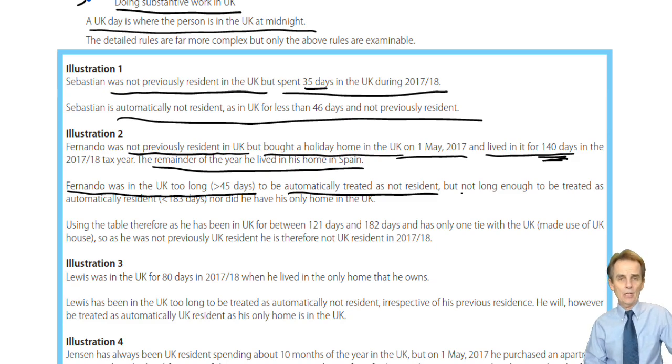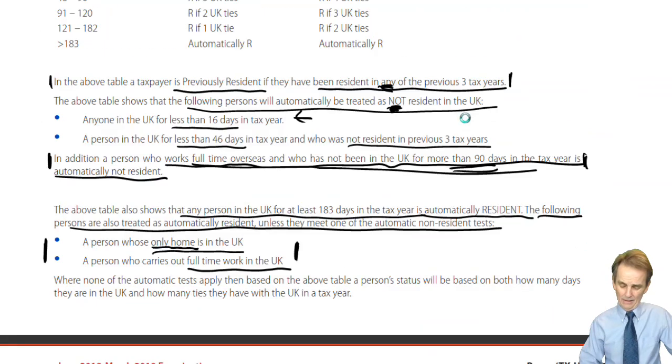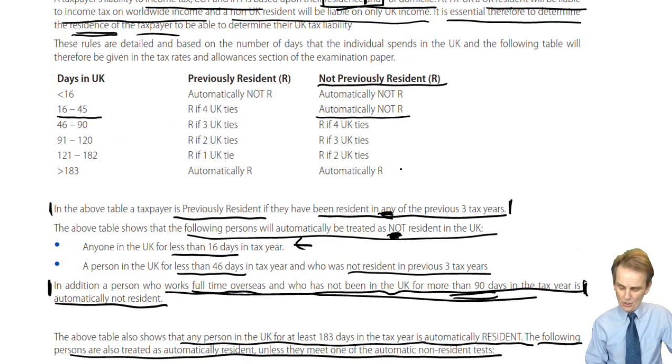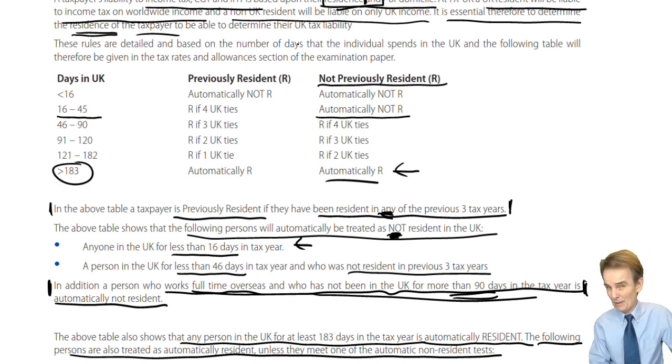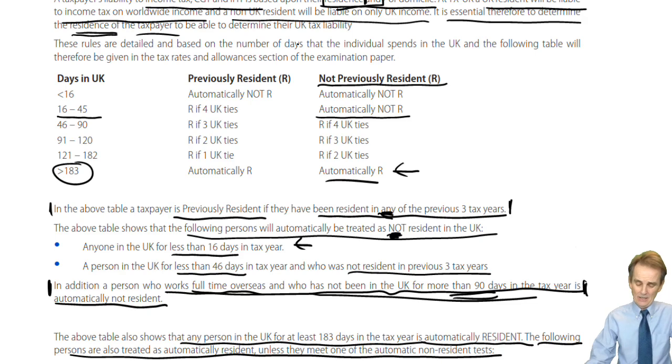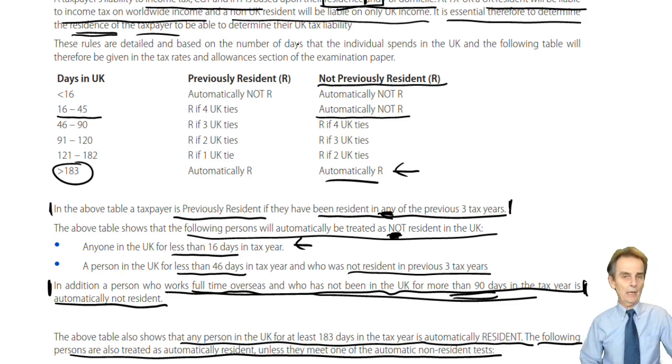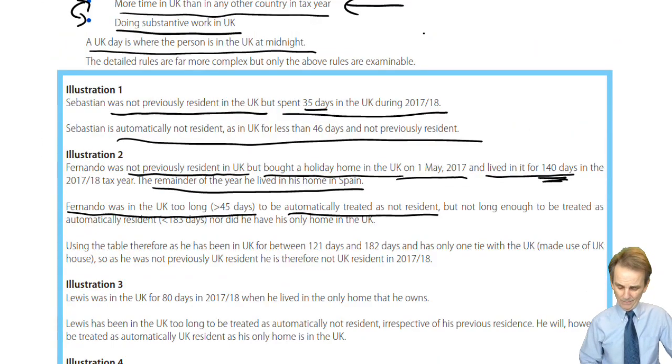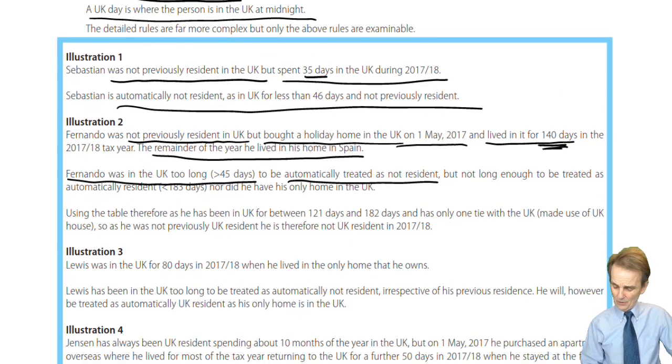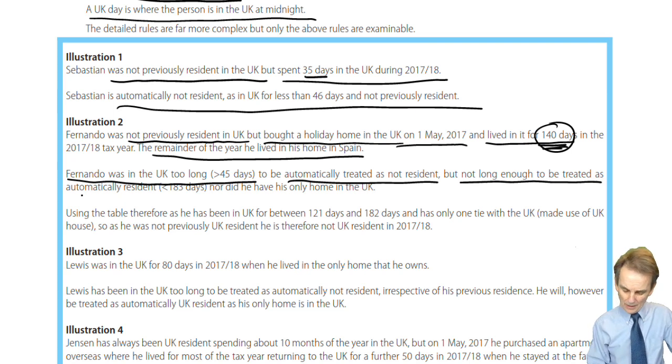So now we look to see, was he automatically UK resident? Well, if we look at the criteria for automatic UK residence, for someone not previously resident, well, that is applicable to both columns there, is if you're in the UK for 183 days or more. Well, he wasn't. Young Fernando was only here for 140 days. So, not long enough to be treated as automatically resident.